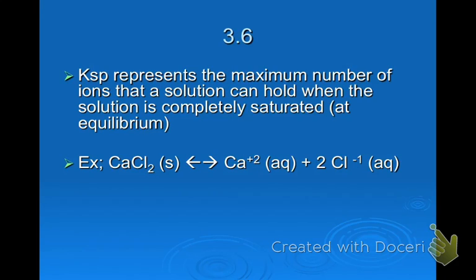It says KSP, so K sub SP. It's a lot like KEQ, except it has different letters down there at the bottom. So it says KSP represents the maximum number of ions that a solution can hold when the solution is completely saturated or at equilibrium. Remember, we said the only time that a solution can be considered at equilibrium is when it is saturated.